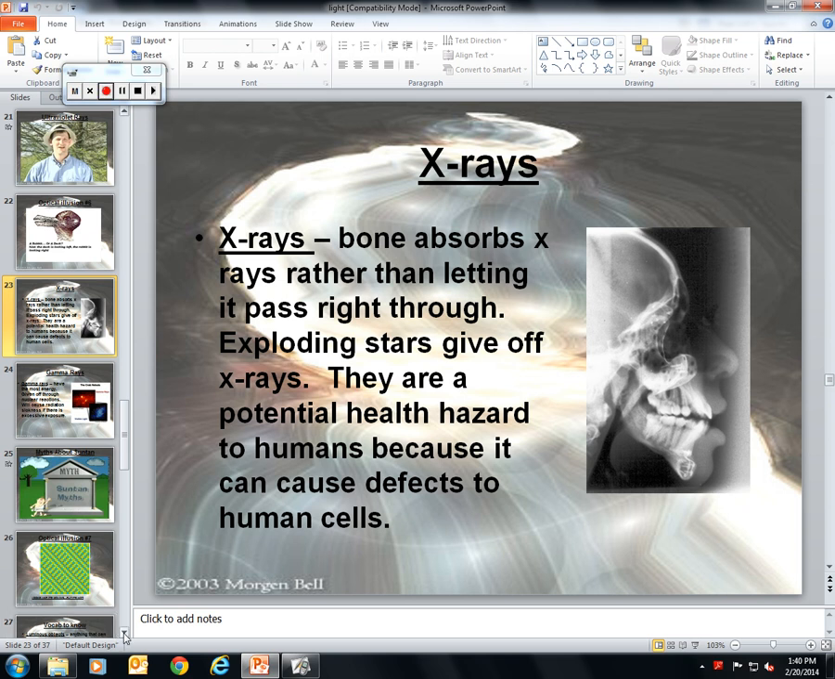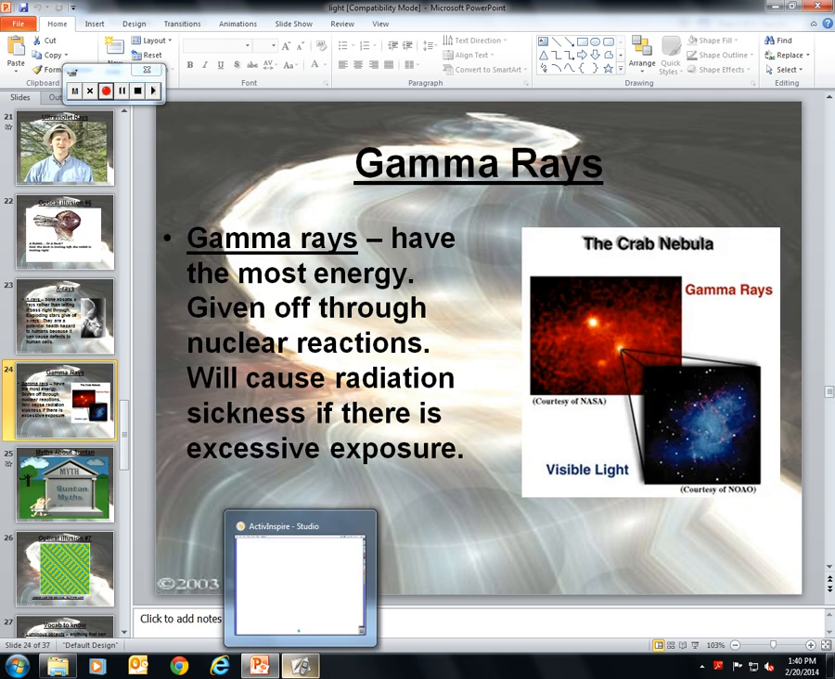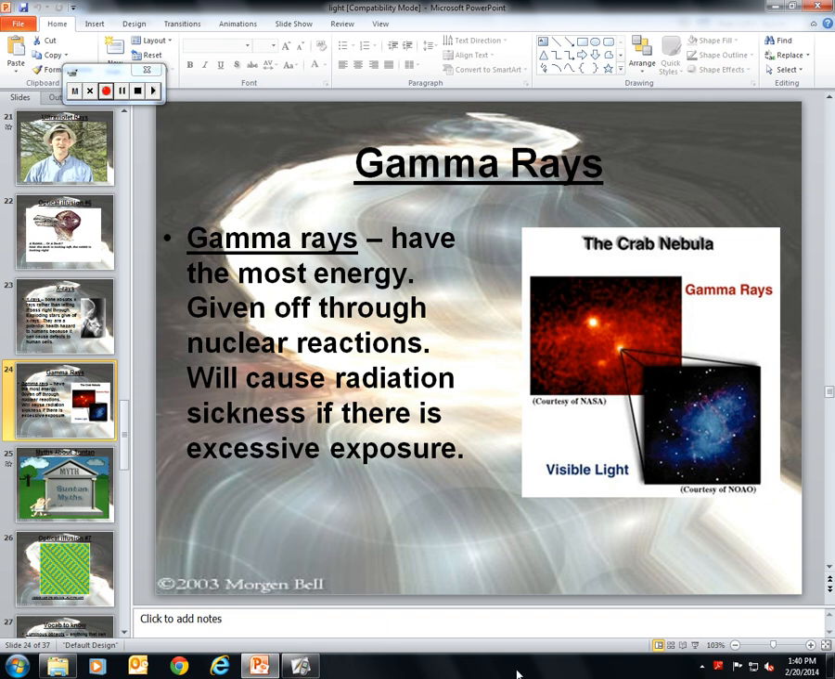And then the last wave on the spectrum are the gamma rays. They have the most energy. You learned about this also in radioactivity. They're given off in nuclear reactions, so if something were to explode, some type of bomb. They cause radiation sickness, and they're deadly if you have excessive exposure.